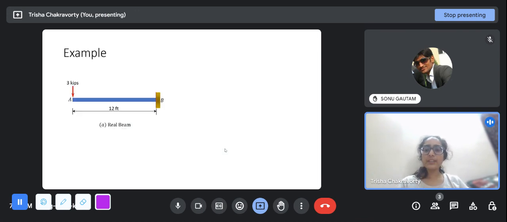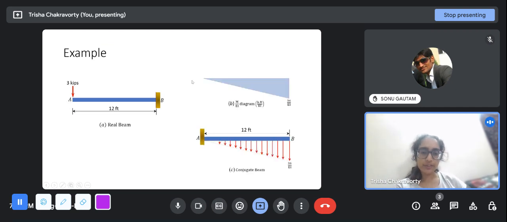This is an example. If you're given a real beam like this, which has a fixed support and it has a point load at this tip, then what we have to see is that the length will remain 12 feet. Now we need the bending moment diagram. What will the bending moment diagram here be? Firstly, the bending moment diagram will be linear because there is only a single point load. If there is a UDL, we know the bending moment diagram becomes parabolic in nature.